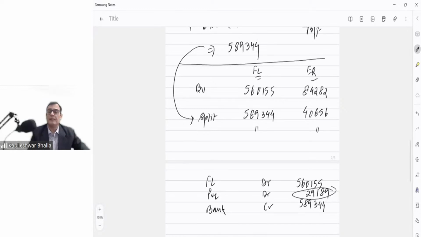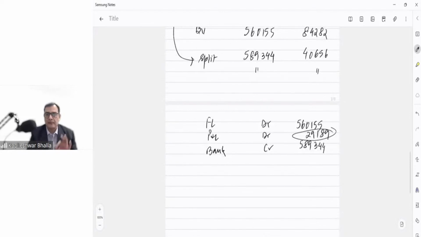So this is how the liability component will get closed in the books of accounts after making a payment of 589. And the difference becomes a debt settlement loss, which is taken to the profit and loss of the company. Similarly, we'll also consider the equity component. The equity component which is standing in the books of accounts is 84,282. And against this, we're making a payment. So bank will be given a credit, and that is to the extent of 40,656.